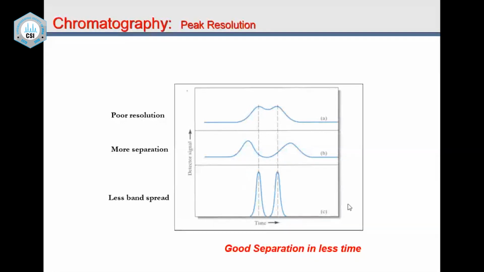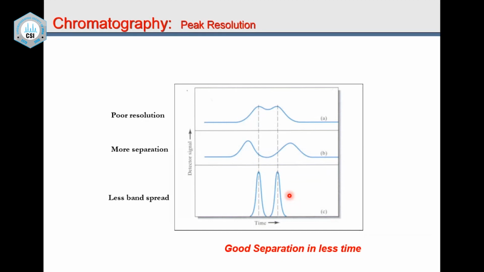As you can see here, these two peaks are getting separated, but the time taken by the time the second peak comes out is much higher. And if you compare these two peaks, the time taken is much smaller compared to this, and then they are well resolved, well separated. So the punchline for chromatography is that we should have a good separation in less time. And every chromatographer has to work in this direction.